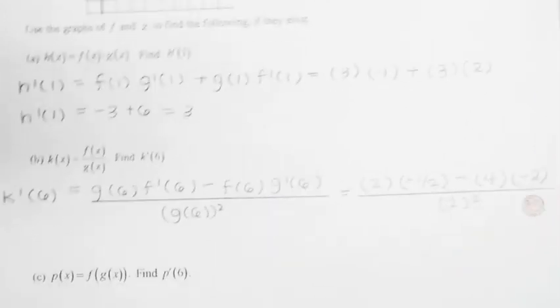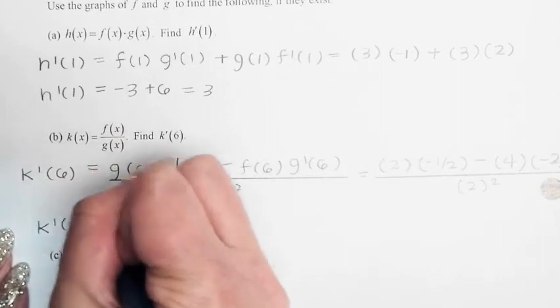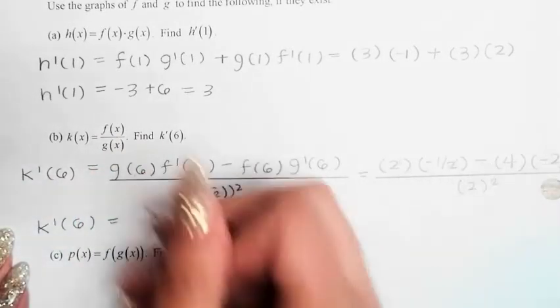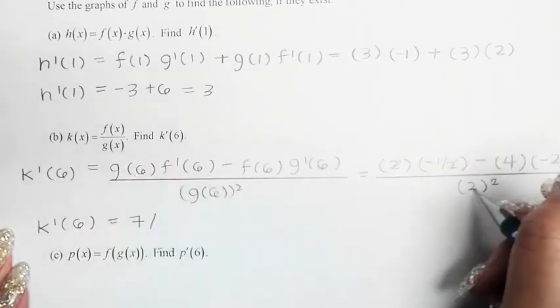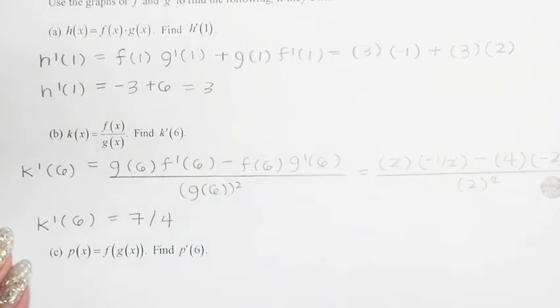Okay, so we have this equation over here. So what I have is that k prime of 6 is going to be equal to this cancel, so that's a negative 1, this is a positive 8, so that's a 7, divided by 2 squared, which is 4. Okay, and that's going to be it for B.